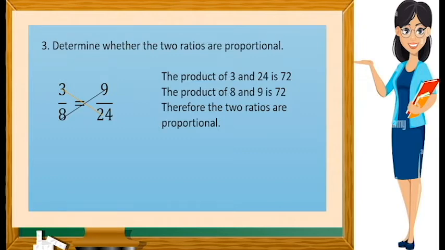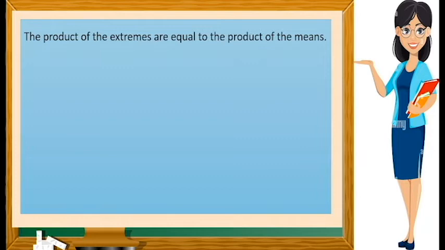Any question or reaction, learners? Okay, thank you. Again, the product of the extremes is equal to the product of the means to make the two ratios proportion. So let's have an illustrative example.